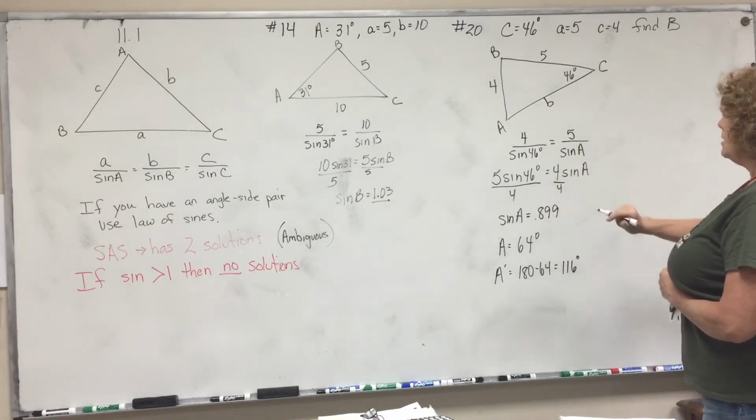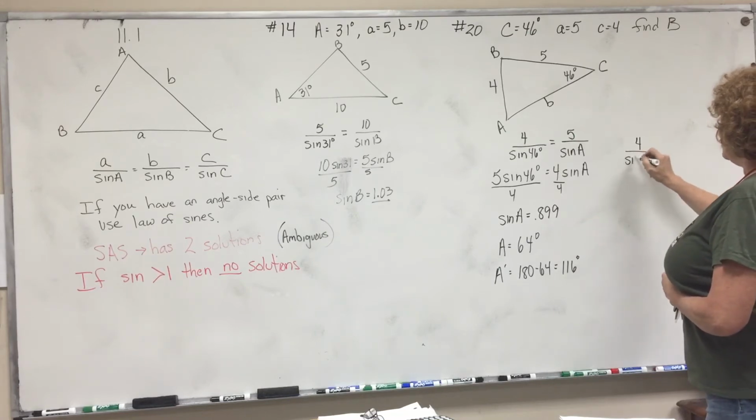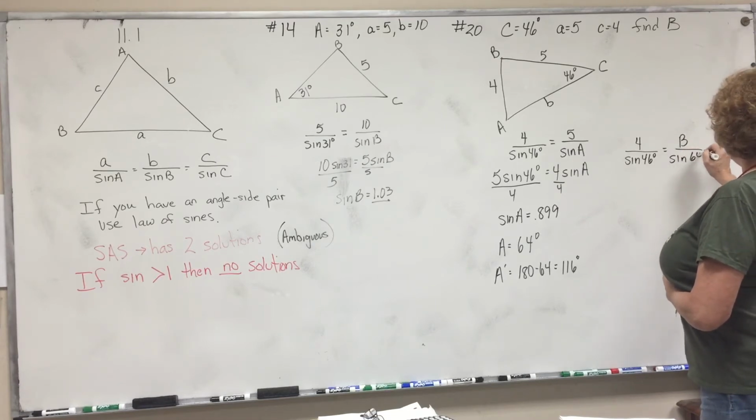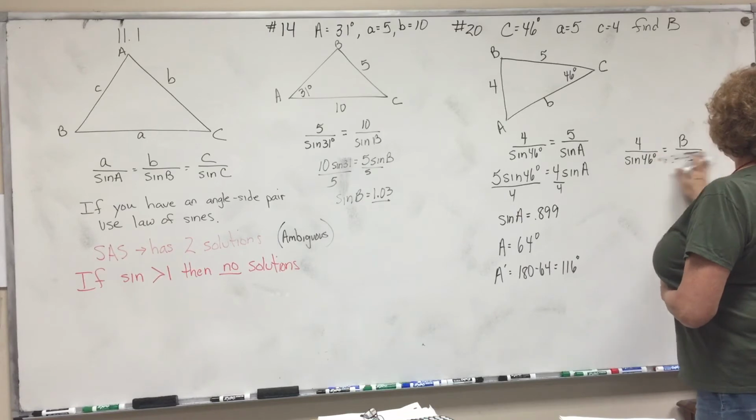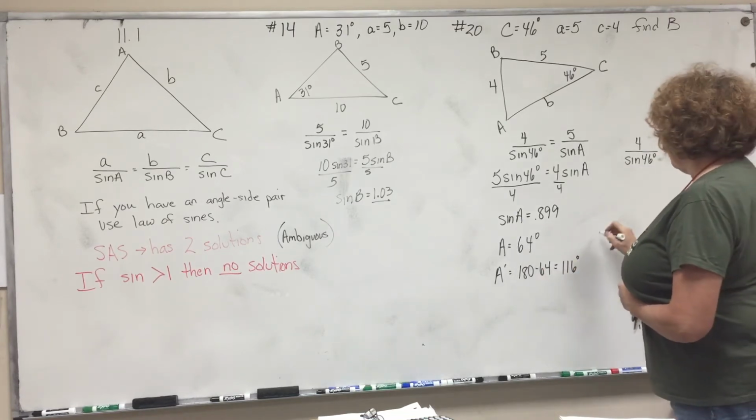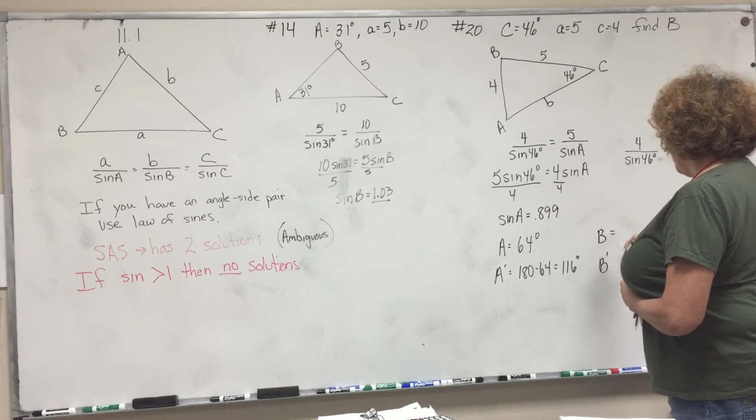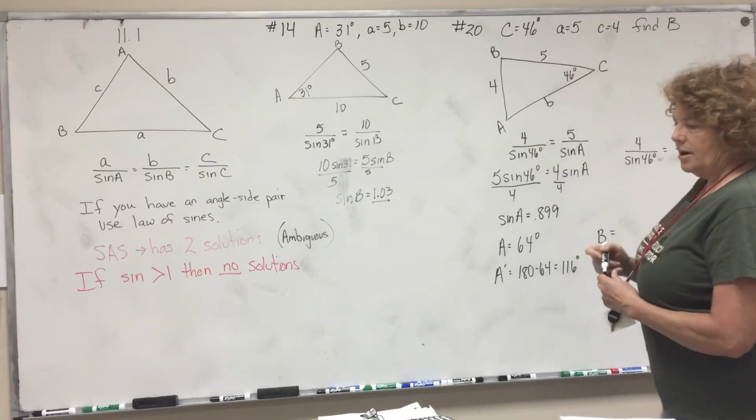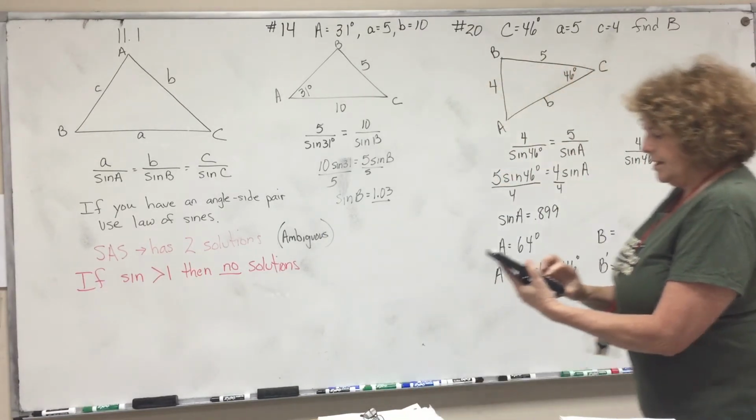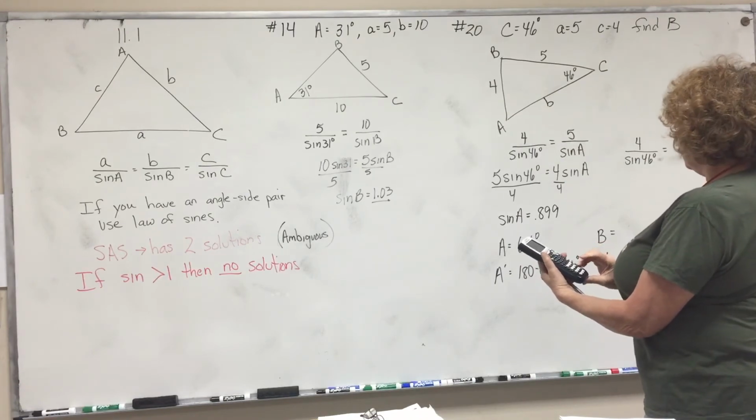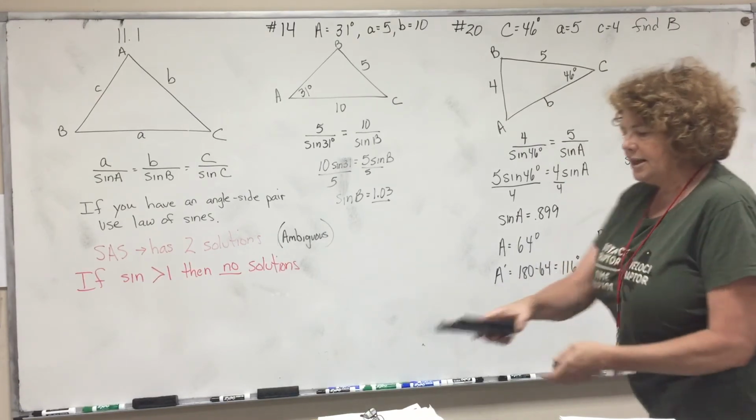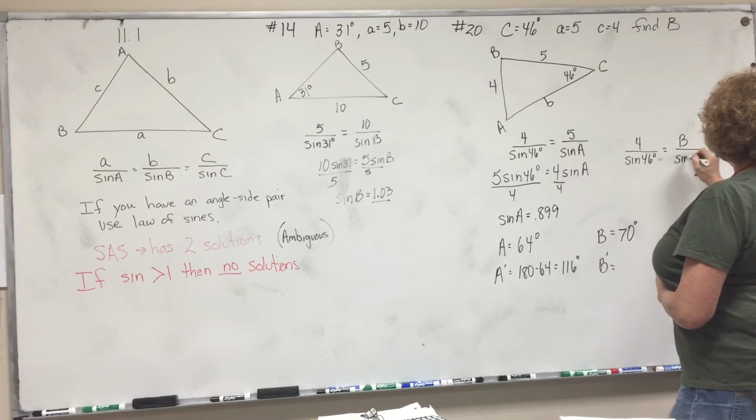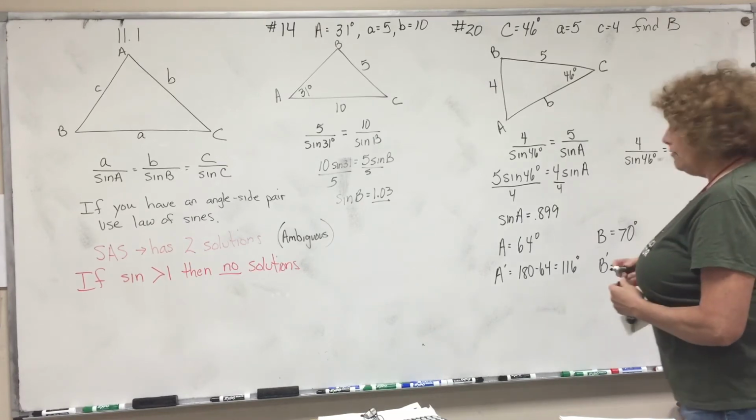So we can rewrite this problem and say 4 over the sine of 46 degrees equals B over the sine of 64, or I'm sorry, it's A. To find B, we would have to find B and B prime. So 64 plus 46, let me do my calculator so I don't make more mistakes, is 110. So the first B is 70 degrees. So now we can say sine of 70 to get our first possibility for B.